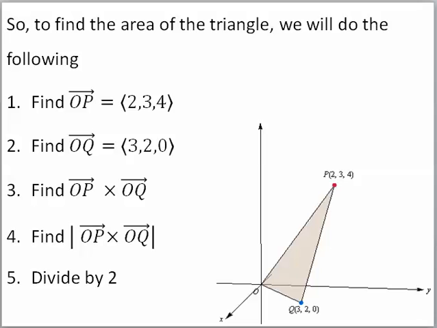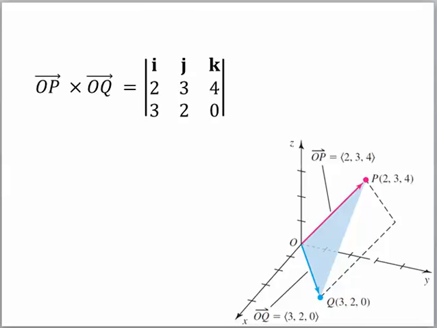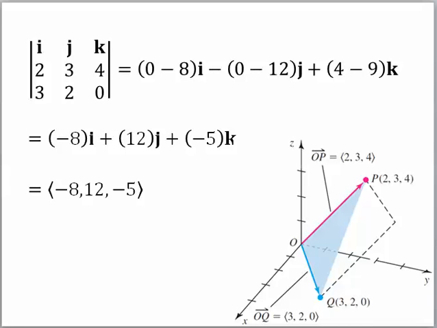OP is 2, 3, 4 and OQ is 3, 2, 0. Next, I set up the determinant. Remember, the first row contains the coordinate unit vectors. The second row is the components of OP. The third row is the components of OQ. When you find the determinant, you should get the vector -8, 12, -5.